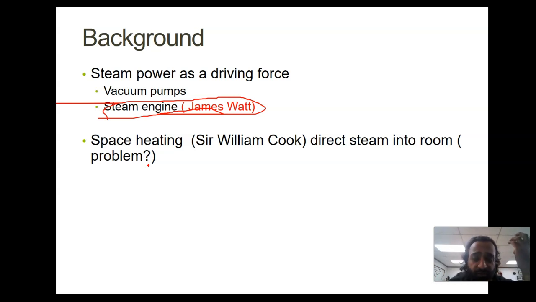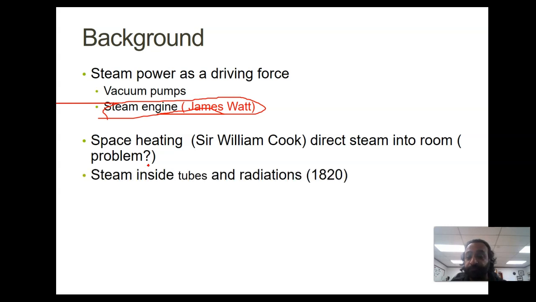It's going to be a little bit uncomfortable, right? It's going to get wet. It's going to ruin your furniture. But this is how it started. We would just pump steam into the house, and when it got uncomfortable, we would open the windows, and you can see there's a lot of losses involved in that little apparatus.